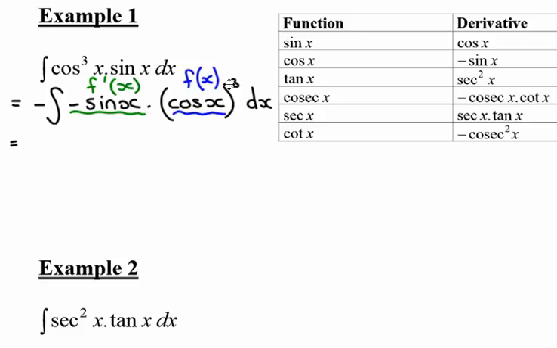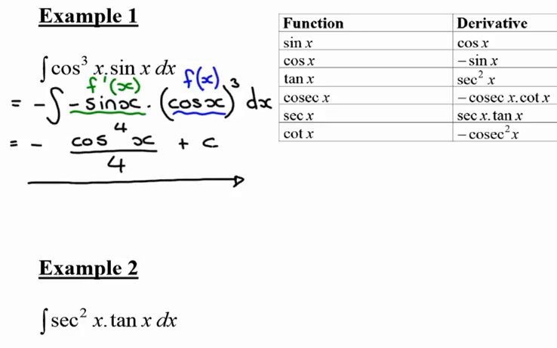I just need to take my function and add 1 to the exponent. There's my negative from outside. So I've got cos x to the power of 3. I add 1, I get 4, so it's cos x to the power of 4. Then I divide by 4 and add my constant of integration.